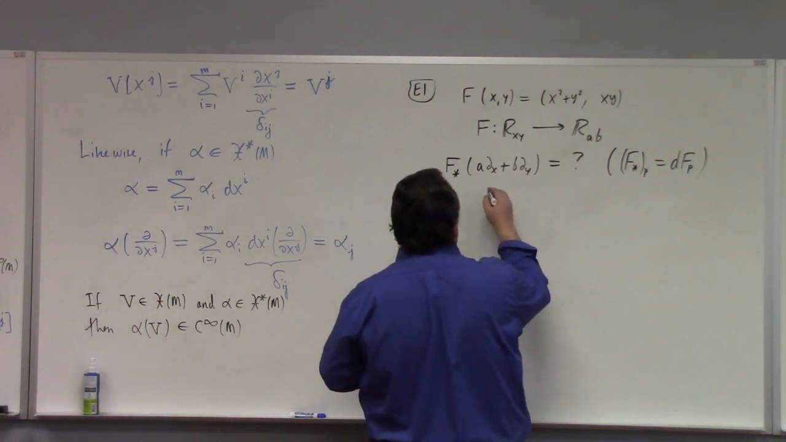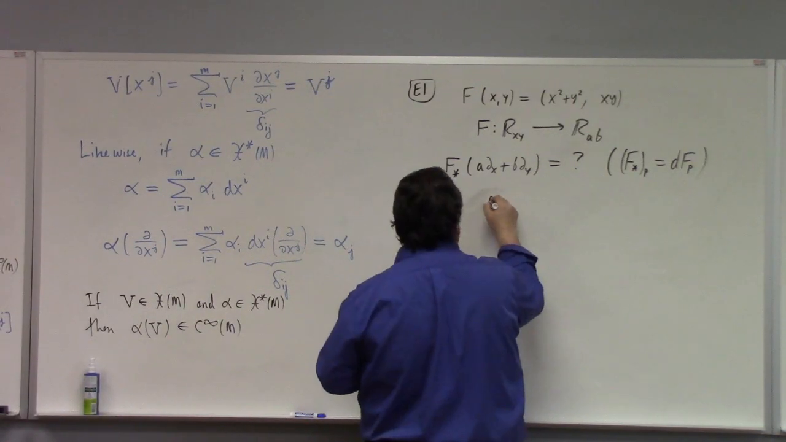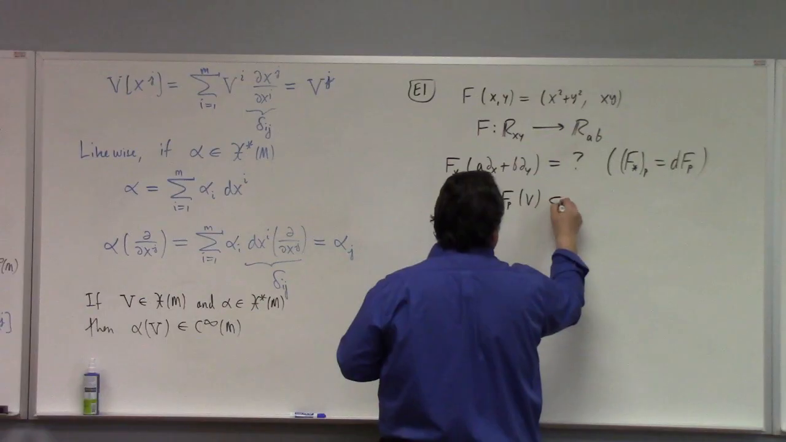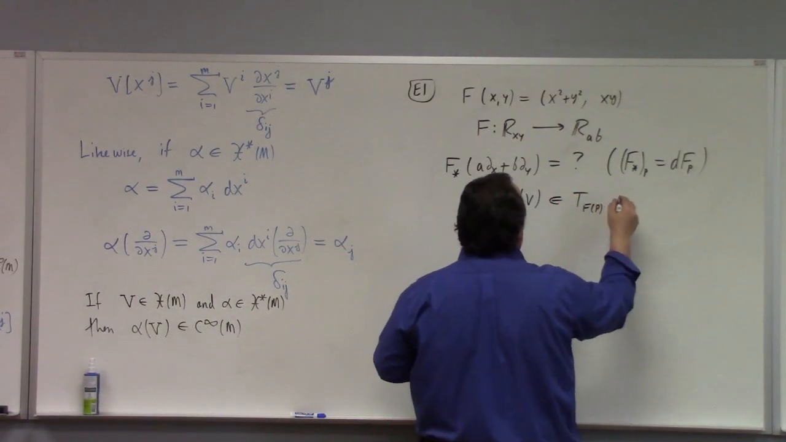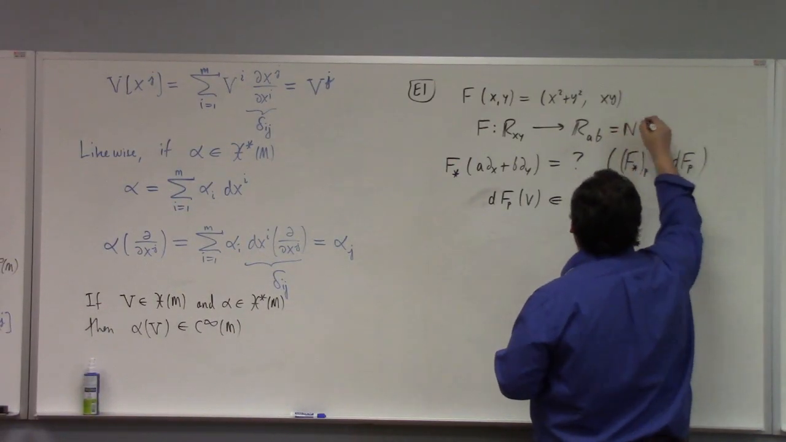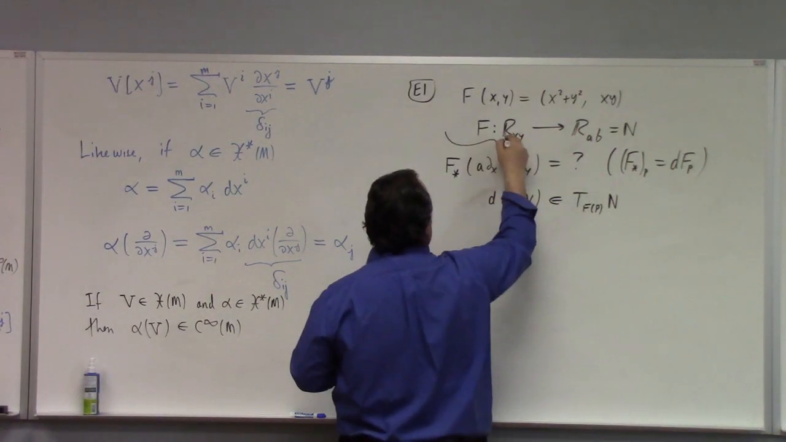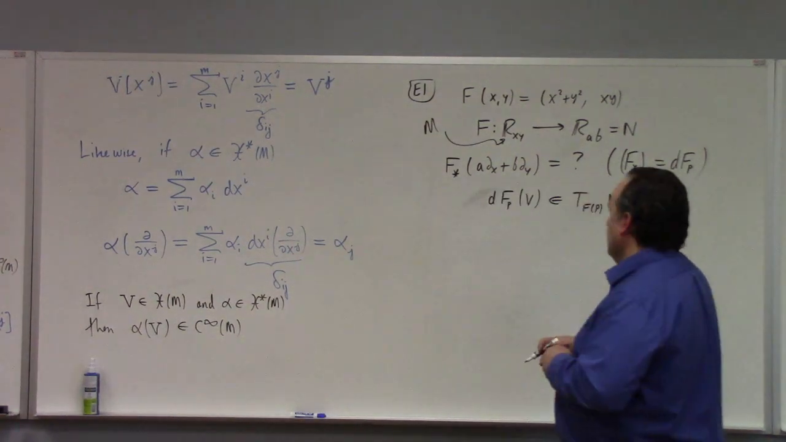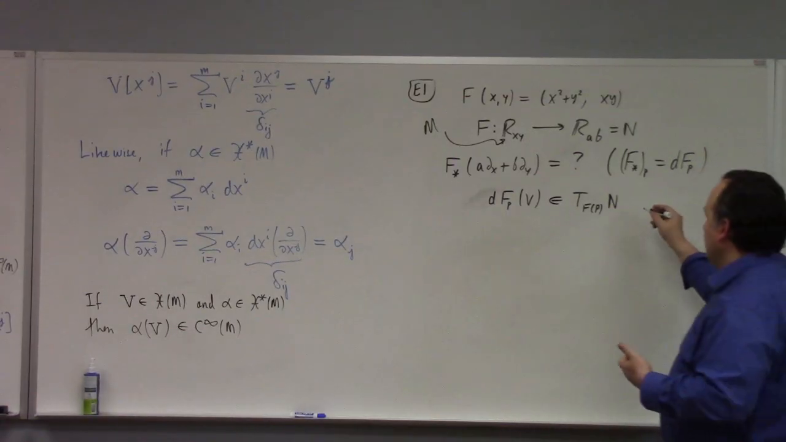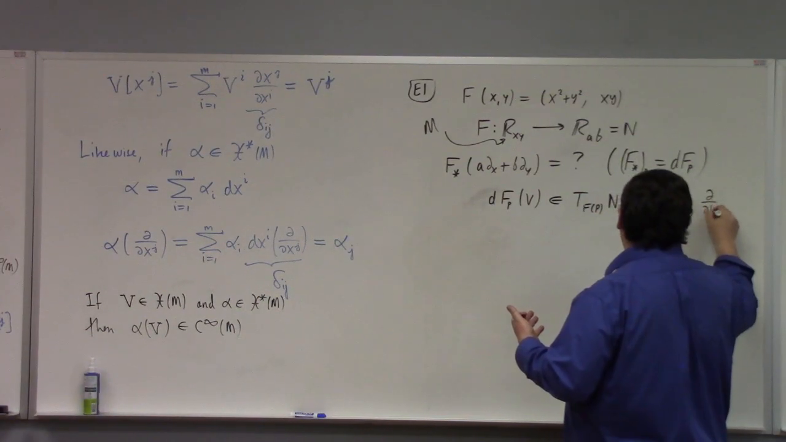So the point here is that dfp of a vector is supposed to be an element of the tangent space at f of p, of n, let's say. Let me call this thing n, and let me call this one over here m, all right? So what's the basis for vectors in my codomain? It's the span of what? It's the span of partial partial A, partial partial B, right?